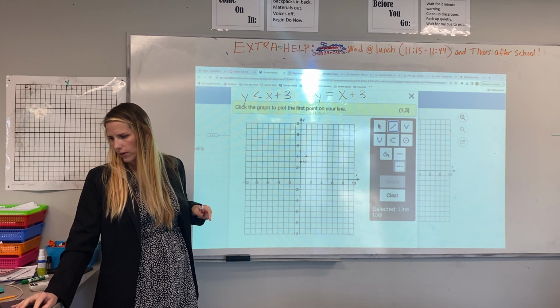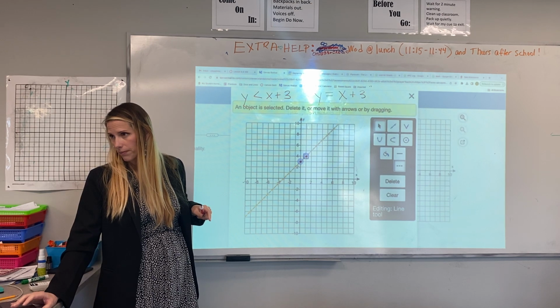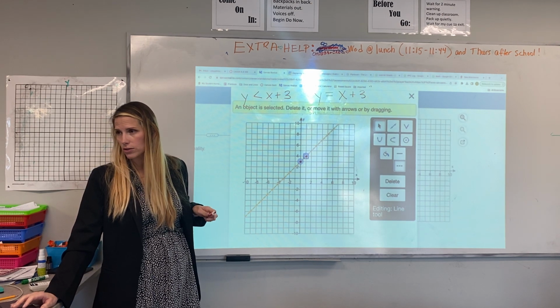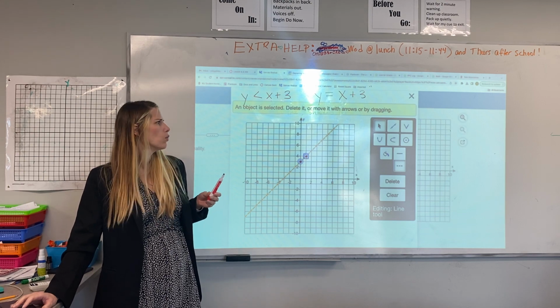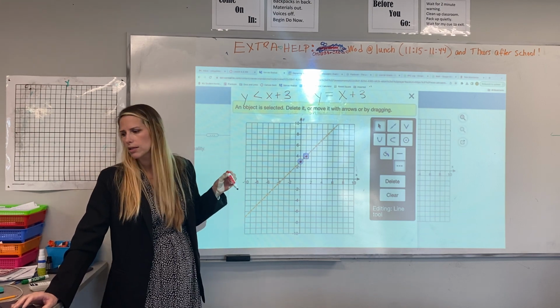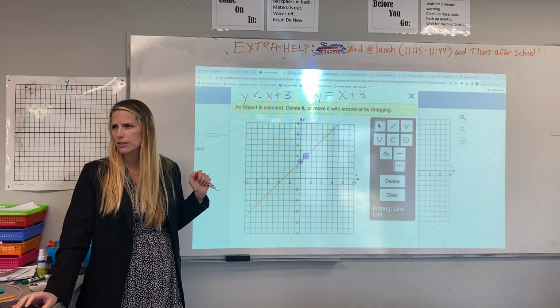Okay, so now, is everybody understanding how to do this? No. Abby's gonna help you. No, I know how to do that. Oh, you know how to do the buttons? What are you having trouble with? Are you having trouble with where to put your points?